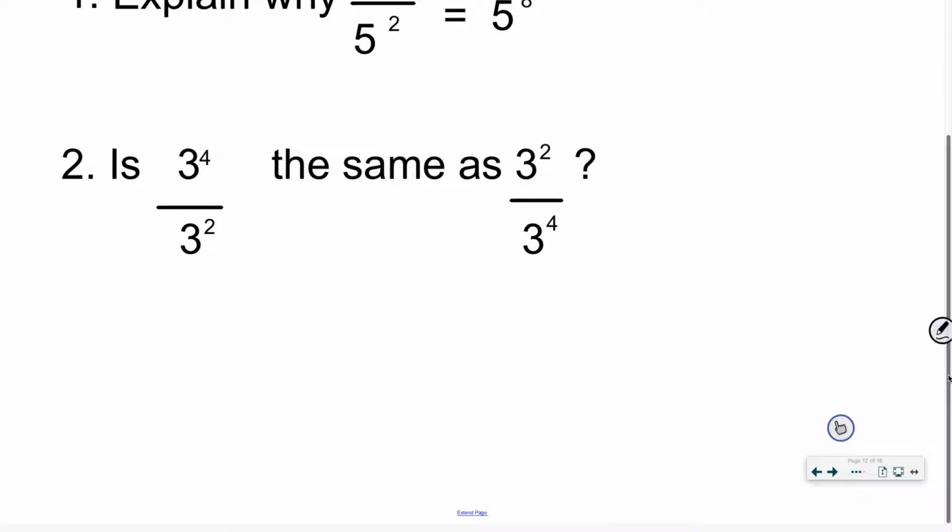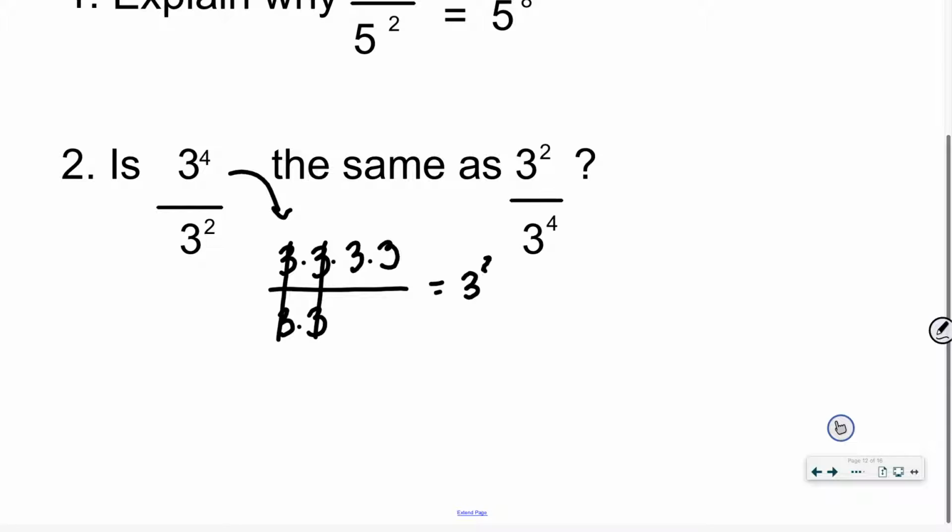Okay, I could write them out. If I wanted to break out 3 to the 4th, what would that be? Yep, 3 times itself 4 times. And how about 3 to the 2nd? 3 times 3. And simplify? 3 to the 2nd power. So I'm left with 3 squared. How about here? 3 times 3 over 3 times 3 times 3 times 3.